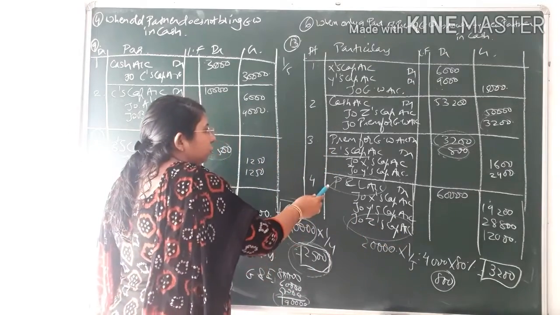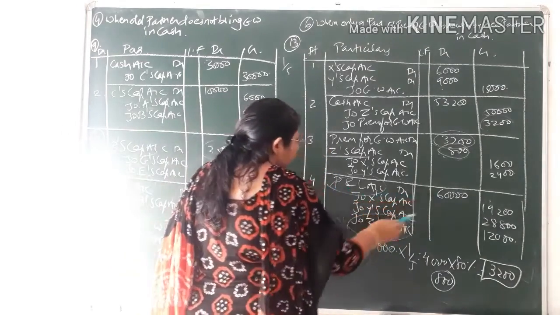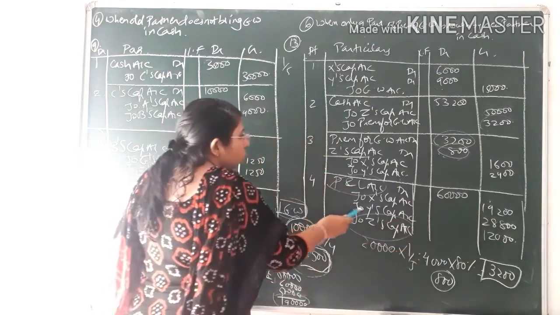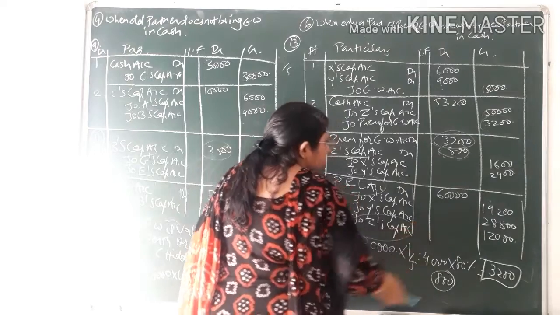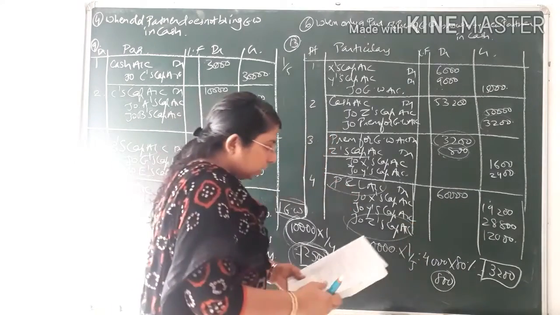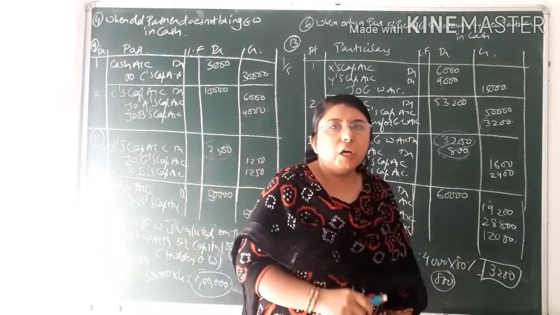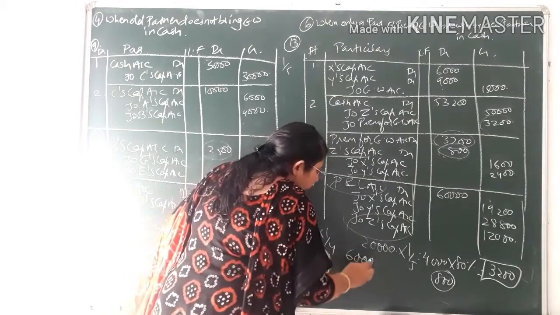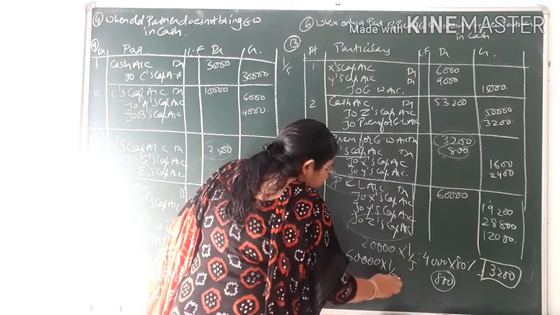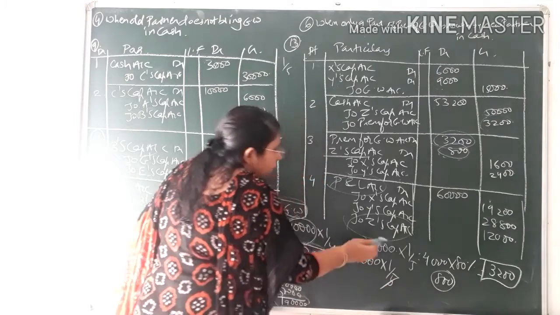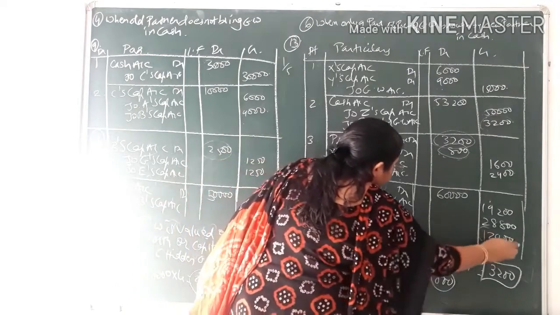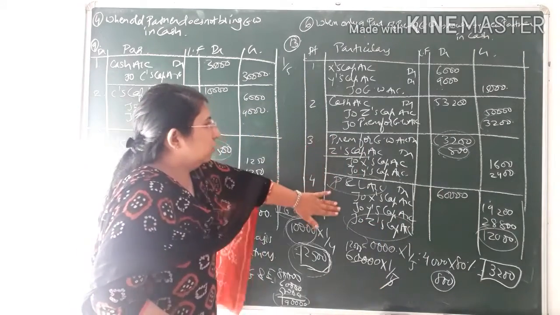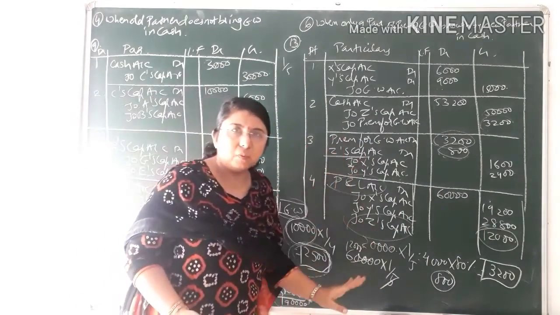So the journal entry would be P&L account debit 60,000, to X's capital account credit 19,200, to Y's capital account credit 28,800. And what is the share of the new partner? That is 1/5 share. So 60,000 multiplied by 1/5 would come to 12,000. So to Z's capital account credit 12,000. So these were the main two journal entries which are new from the previous sums.